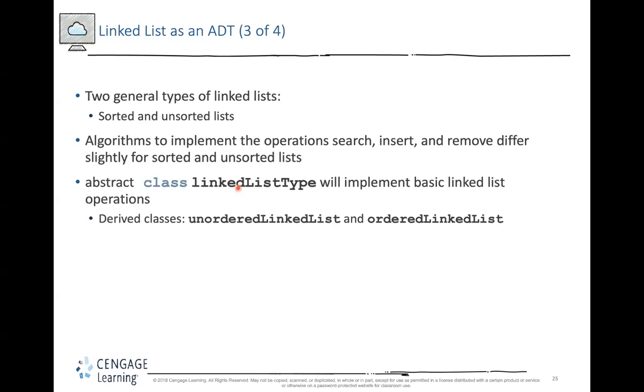So one way to classify a linked list, of course just one of the attributes, would be sorted or unsorted. And so the algorithms to implement the operations search, insert, and remove are going to be a little different if they are sorted versus unsorted.